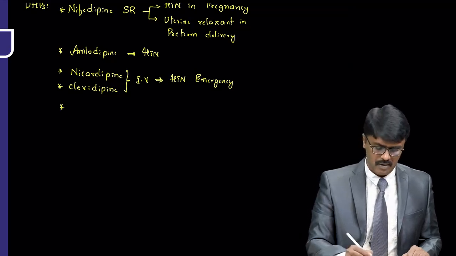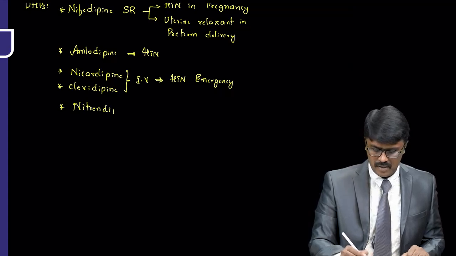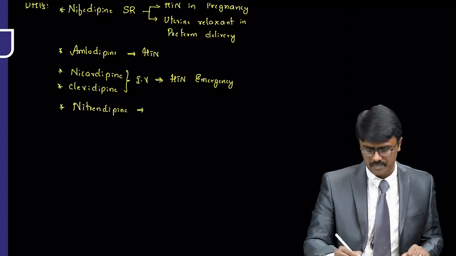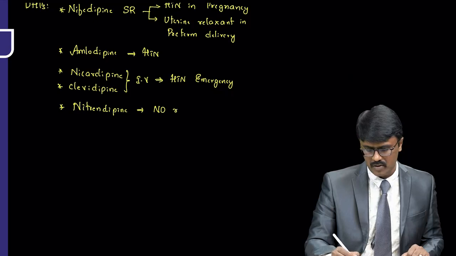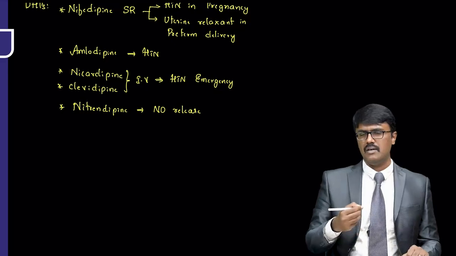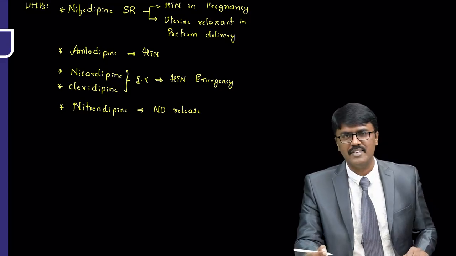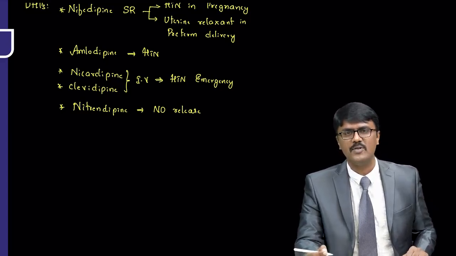Then we have a drug called nitrendipine. Nitrendipine's specialty is that it also releases nitric oxide. Now, can you guess a beta blocker which can release nitric oxide? Yes, it also starts with N. Yes, it is called nebivolol.